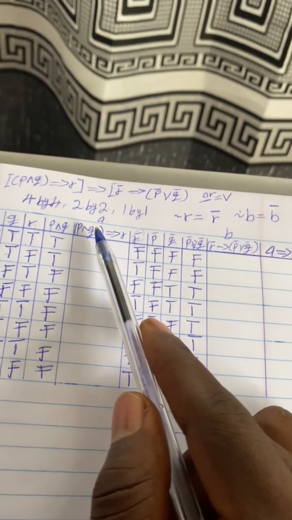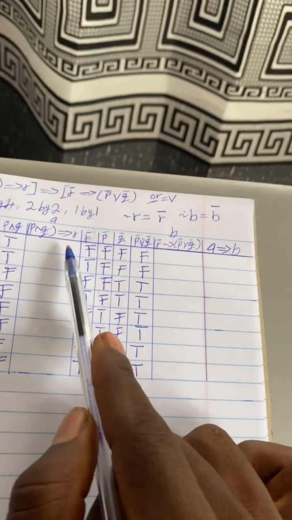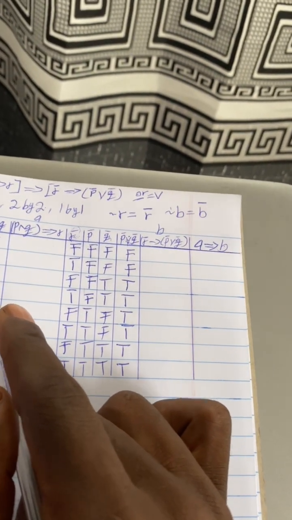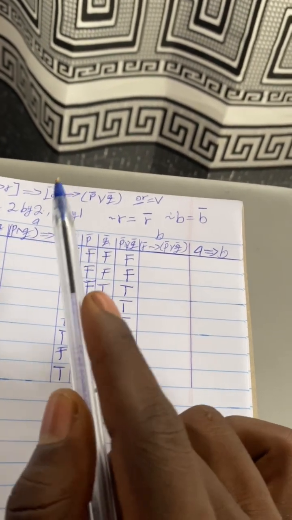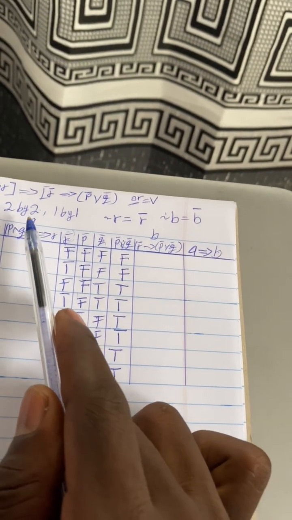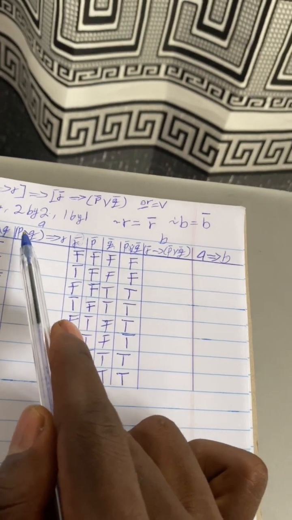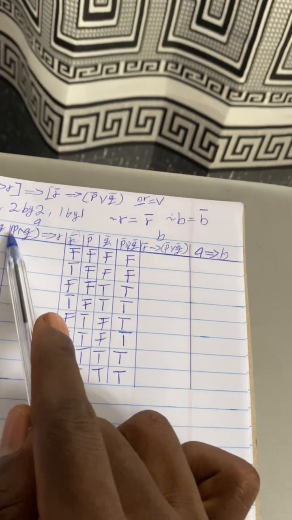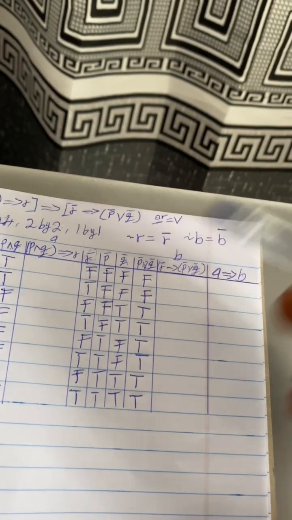So even if this part is false and this part is true, put in true. But if this part is true and this part is false, you put in false because we are focusing on this R. So if R is true and P and Q is false, put in true. If R is false and P and Q is true, put in false. But if two of them have the same option, that's true or false, so that one you put in true.